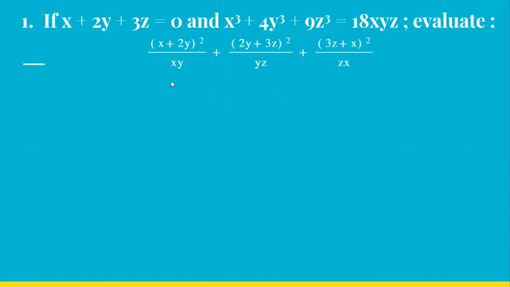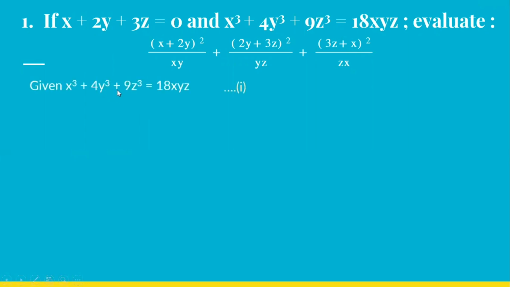Okay, now when we look at the expression which we have to evaluate, just compare with the given equation. You are given x plus 2y plus 3z is equal to 0. So x plus 2y, is it there here? Yes. 2y plus 3z, these are also the terms over here. 3z plus x, these are also the terms over here. So what do we do? We find the values of x plus 2y, 2y plus 3z and 3z plus x from this equation. So here we go children.